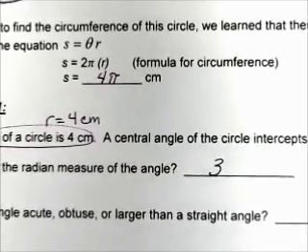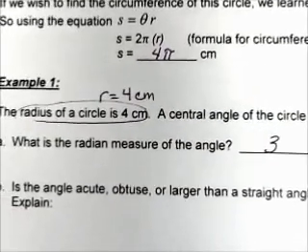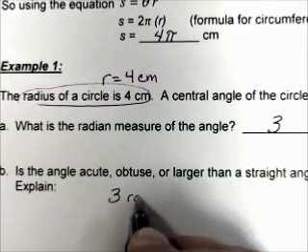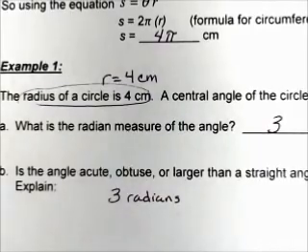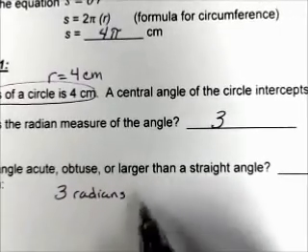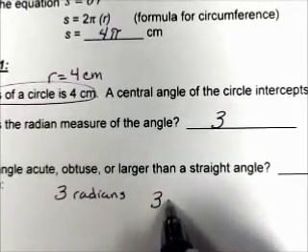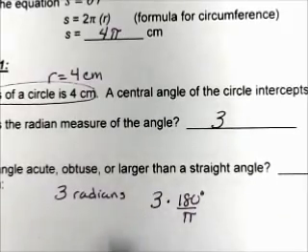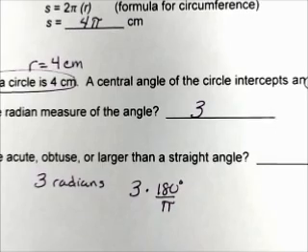Is the angle acute, obtuse, or larger than a straight angle? So we're looking at 3 radians. Well, we're more familiar with degrees, so let's take our 3 radians and convert it to degrees. So we'll take 3 radians times 180 over pi. To convert radians to degrees, we multiply by 180 over pi.